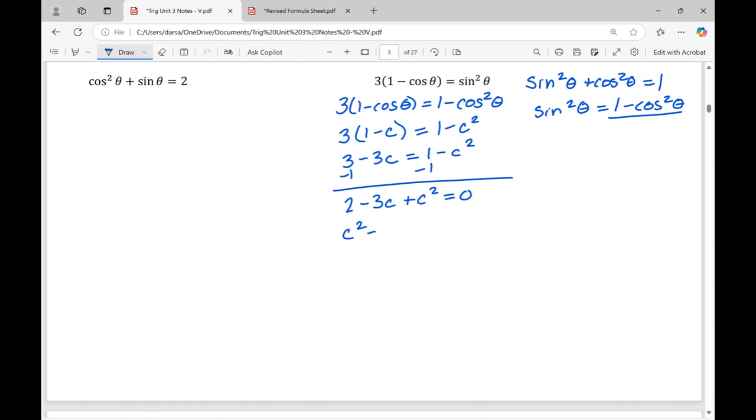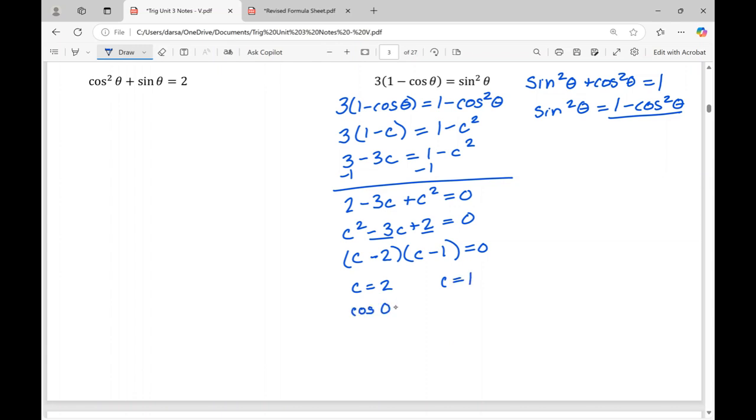Rearranging this into x squared plus bx plus c form, we get c squared minus 3c plus 2 is equal to 0. Now we can go ahead and factor this. So c minus 2 and c minus 1, because negative 2 times negative 1 is equal to positive 2, and it adds to negative 3. So we get c equals 2 and c equals 1. But remember, c stands for cosine.